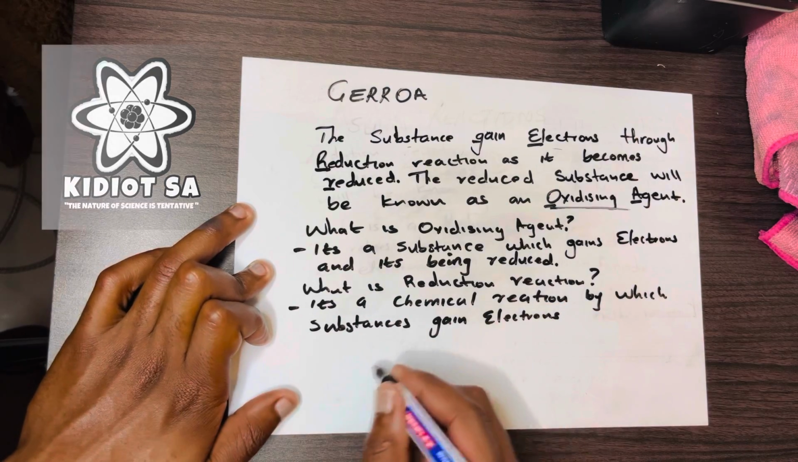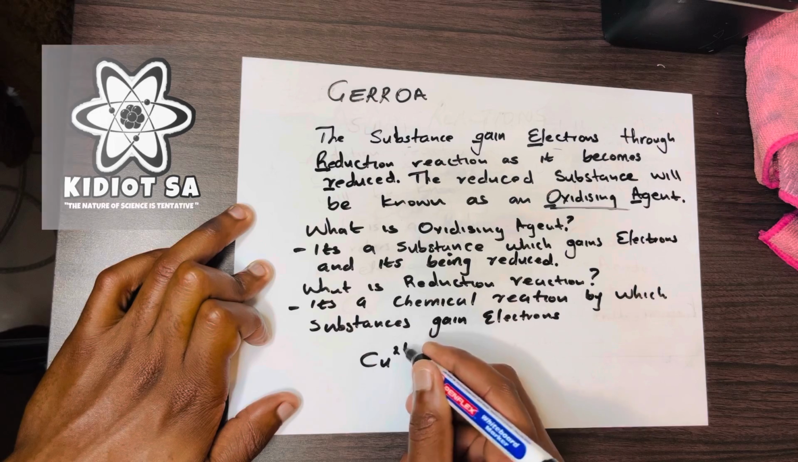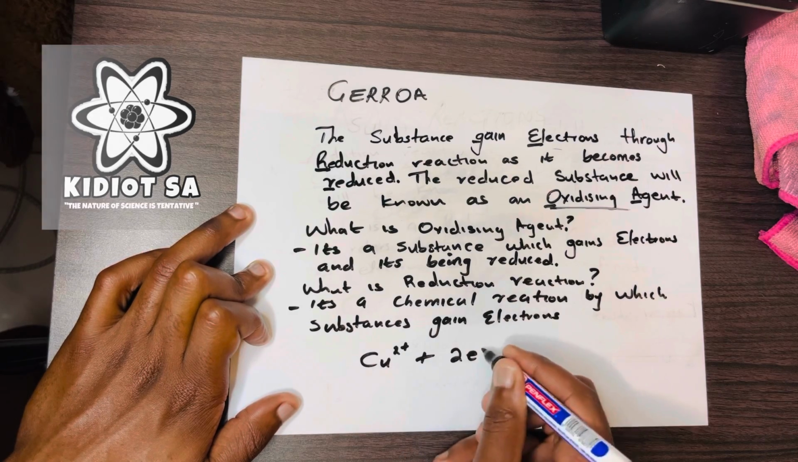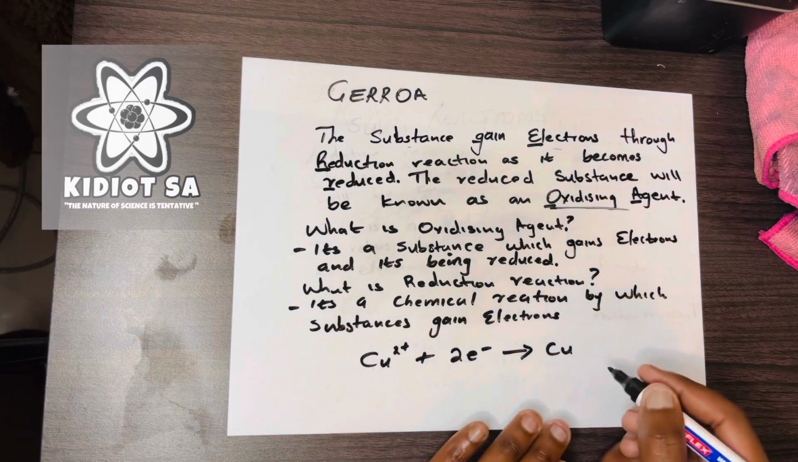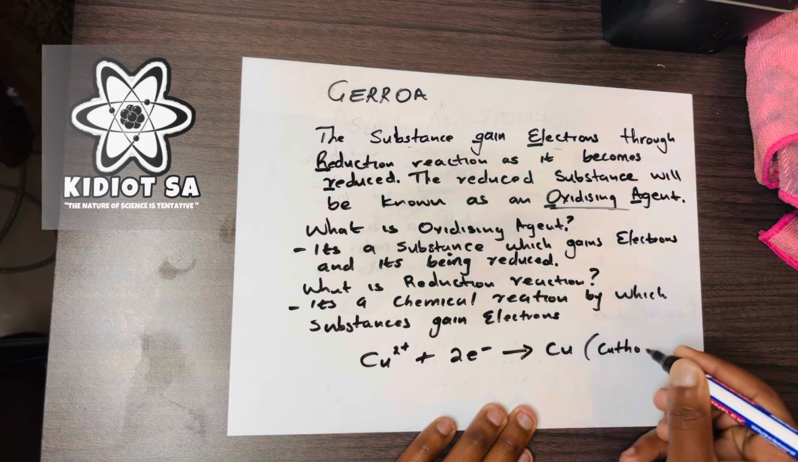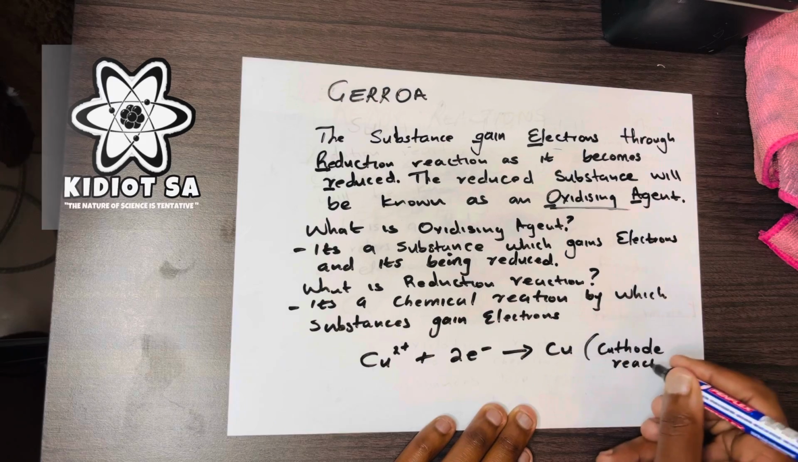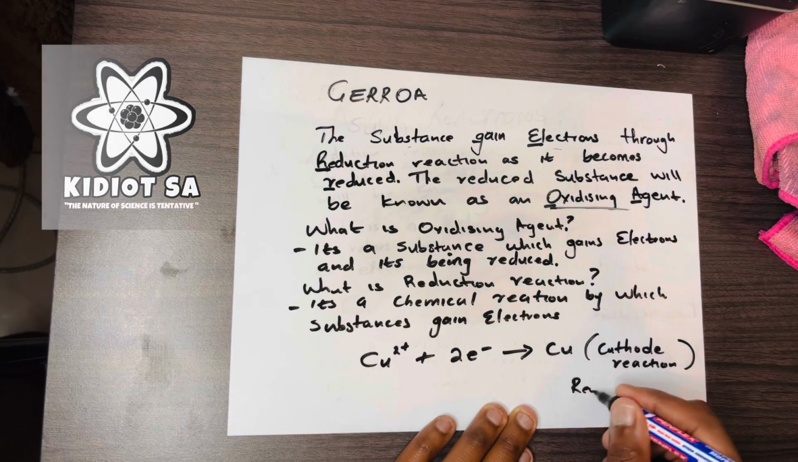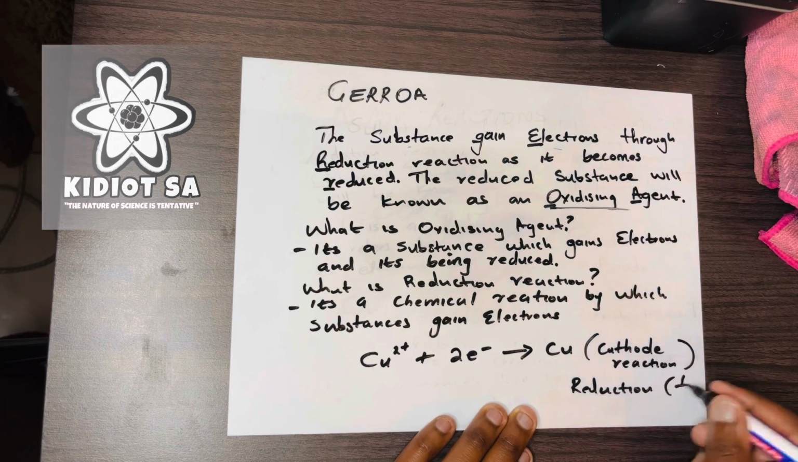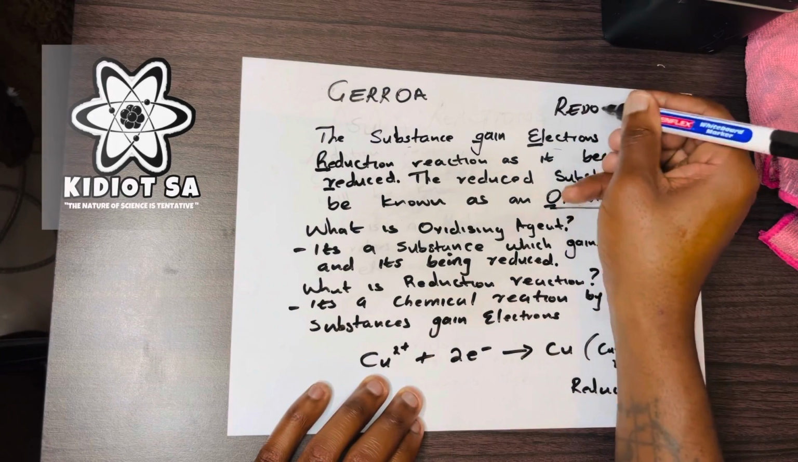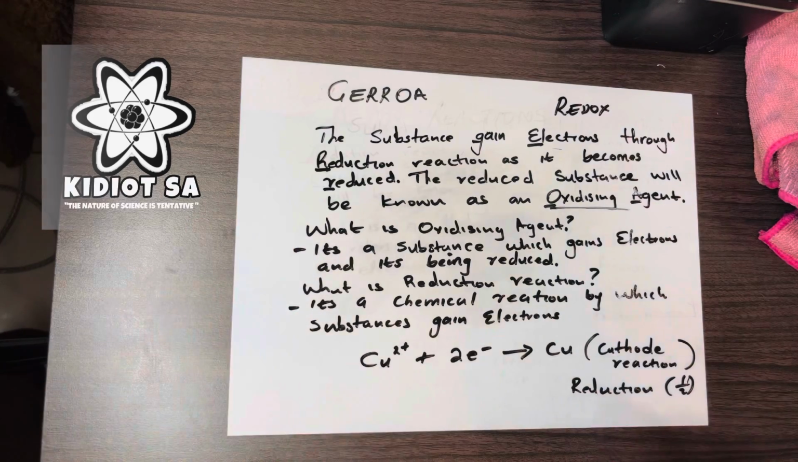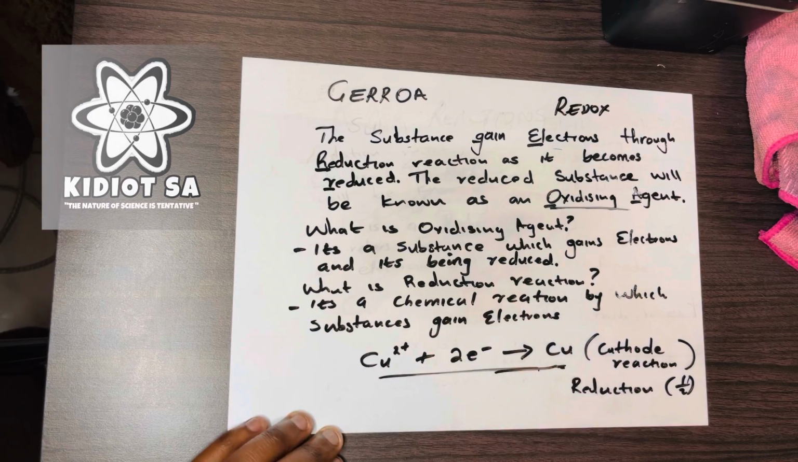That's to say, for example, Cu2+ plus 2e-, they will give us our Cu. This is the cathode reaction, or just the reduction. Some call it a half reaction. Why are we saying it's a half reaction? Because we are talking about redox. For a redox to be complete, oxidation and reduction must occur at the same time. That's half half, then they will make a complete reaction. That's half plus half is equal to one. So now this is the cathode reaction.